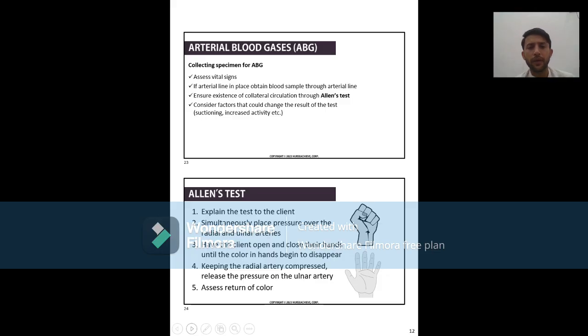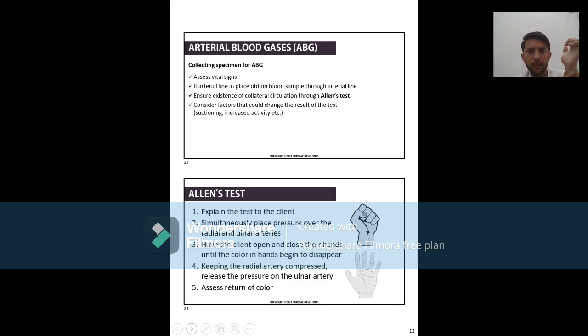How will we perform the assessment test? We will perform the Allen test. We have to explain to the patient what we are doing. We have to tell the patient that this test is used for collateral circulation. First, we will make a fist. We will compress both arteries, radial and ulnar. We have to tell the patient to close and open their hand.